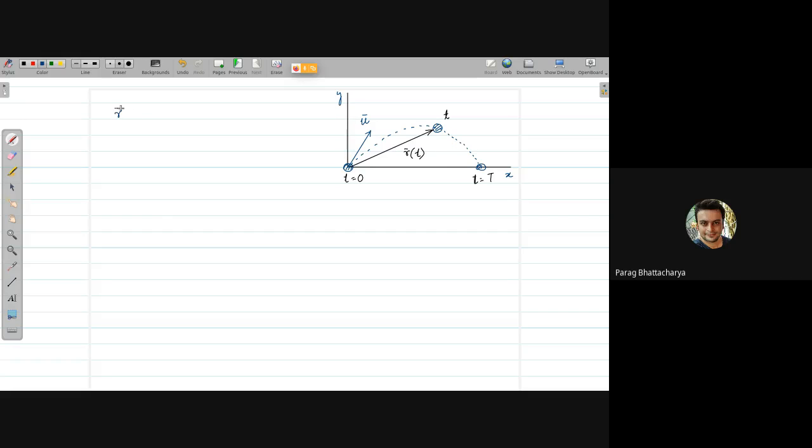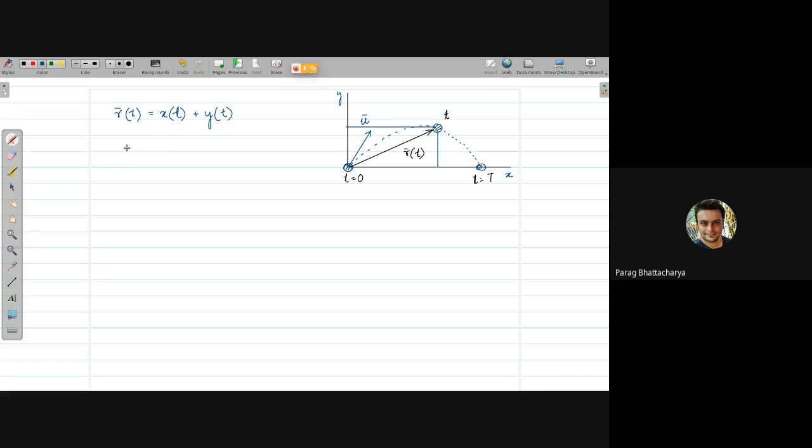That is r of t, r which is a function of time. Since we're talking about position, it will have two coordinates: the x coordinate and the y coordinate. So here r is equal to an x coordinate, which will depend on t, and a y coordinate, which will also depend on time. If you know x as a function of t and y as a function of t, then we can find out its position at any point of time t.